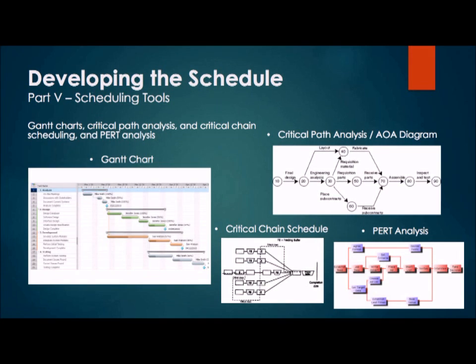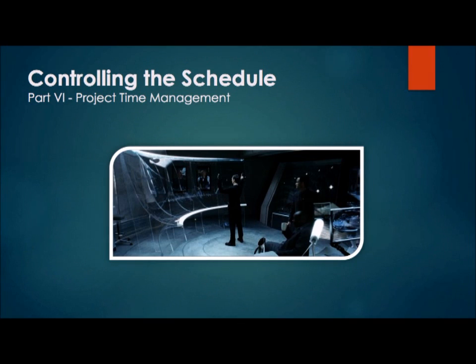Here are some scheduling tools that companies have used: Gantt charts, critical path analysis, critical chain scheduling, and PERT analysis. There are some example pictures of a Gantt chart, critical path analysis, which is also known as an AOA diagram. There's a critical chain schedule, and then at the bottom right hand side is a PERT analysis. Now part 6 of project time management is controlling the schedule.